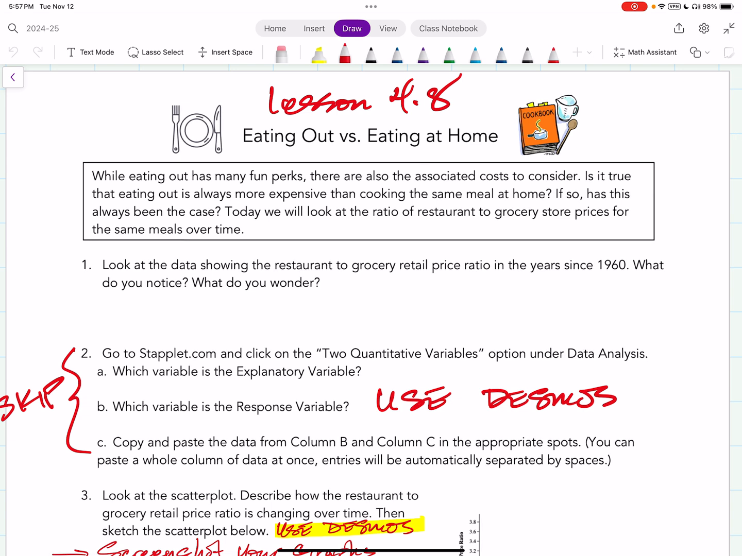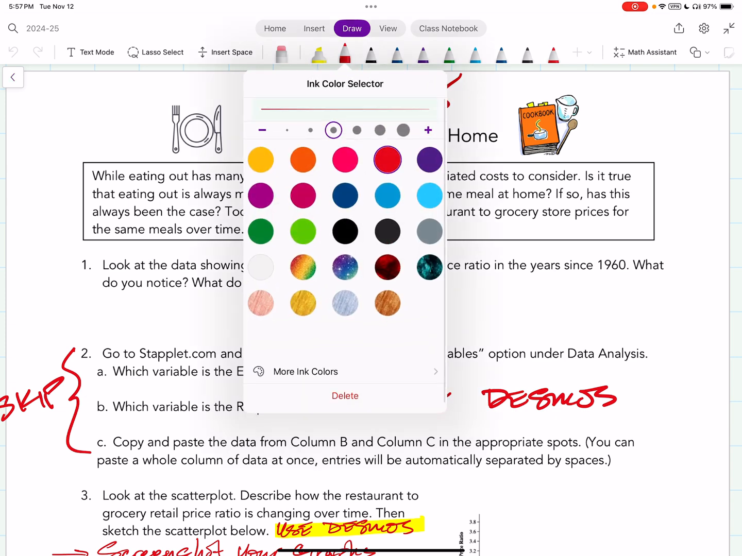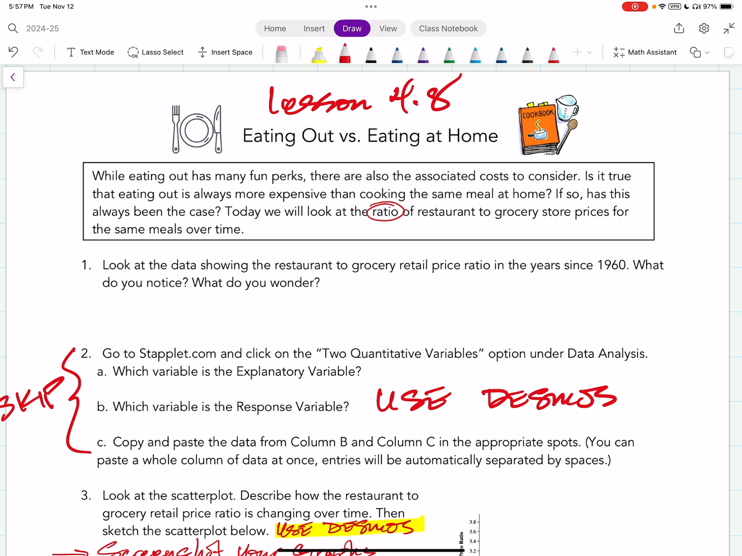While eating out has many fun perks, there are also the associated costs to consider. Is it true that eating out is always more expensive than cooking the same meal at home? Well, if so, this hasn't always been the case. Today we'll look at the ratio, and notice it says ratio, which is a comparison of two different things, of the restaurant to grocery store prices for the same meals over time.